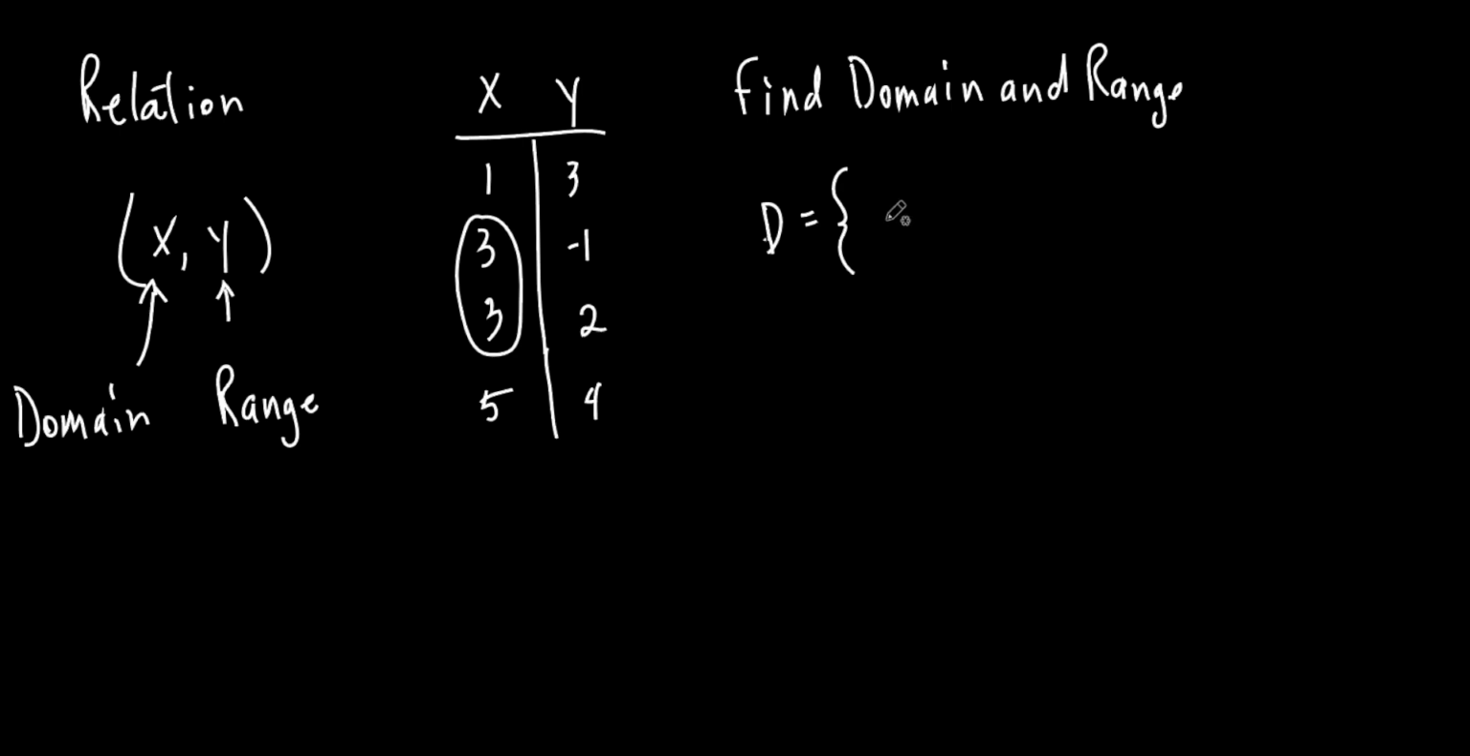So what's my first value of the domain? It's 1. What's my next value? 3. And then my next one? 5. Again, if it repeats, I don't care. All right? Everybody with me on that?